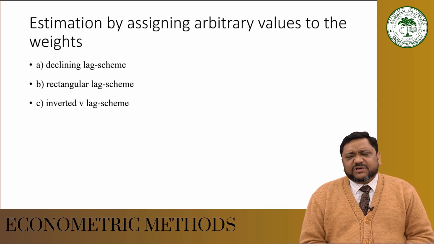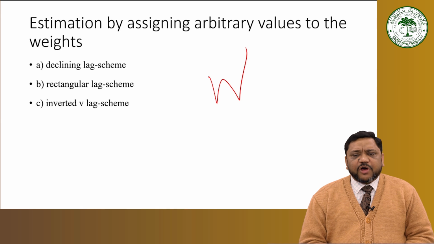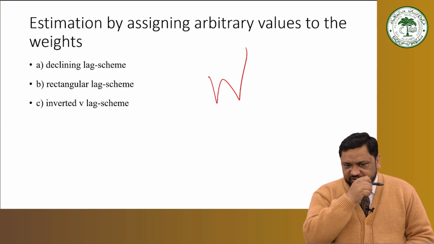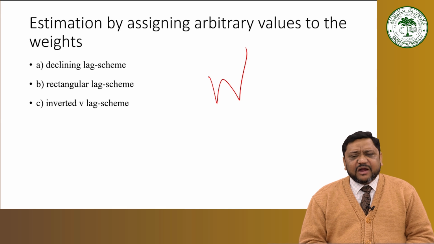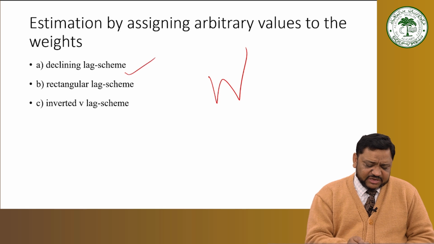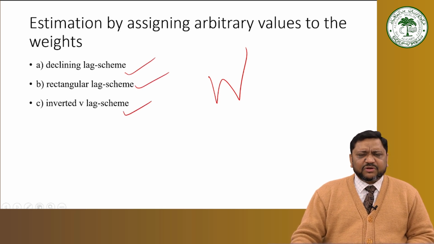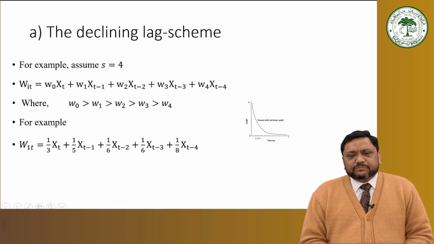The simplest method is to construct a new variable W from a linear combination of the lagged x's, the independent variables, assigning arbitrary numerical weights to the individual lagged variables. There are many versions: declining lag scheme, rectangular, inverted. We will just go quickly have a look at these.